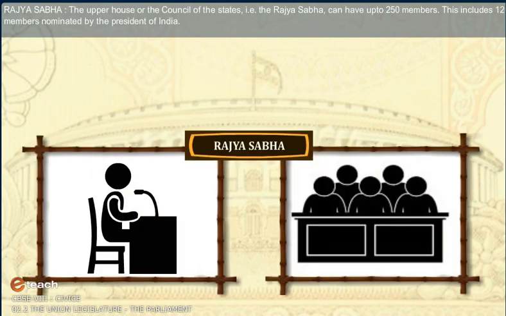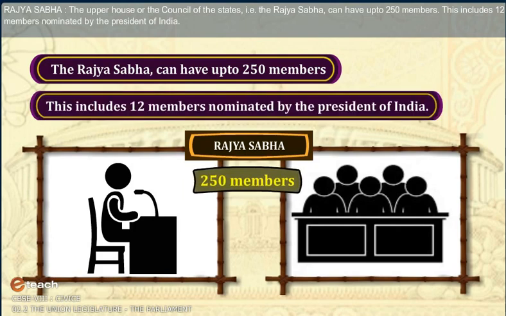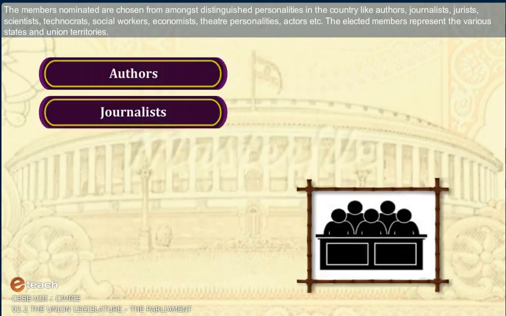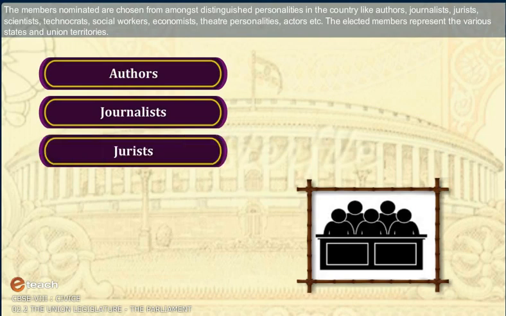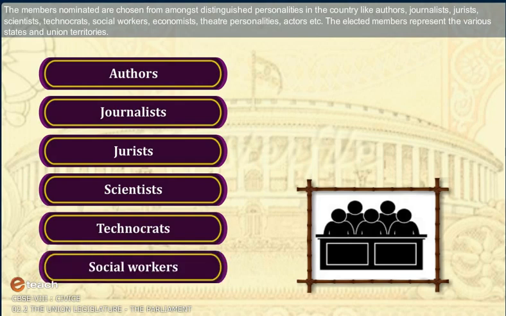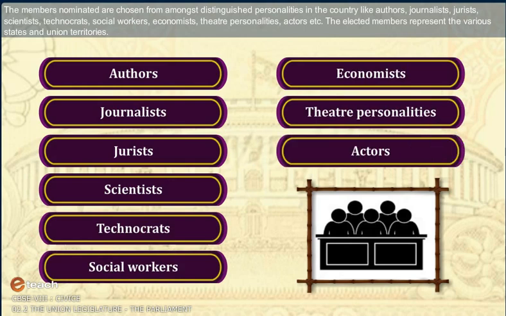Rajya Sabha. The upper house or the Council of the States, that is the Rajya Sabha, can have up to 250 members. This includes 12 members nominated by the President of India. The members nominated are chosen from amongst distinguished personalities in the country like authors, journalists, jurists, scientists, technocrats, social workers, economists, theatre personalities, actors, etc.